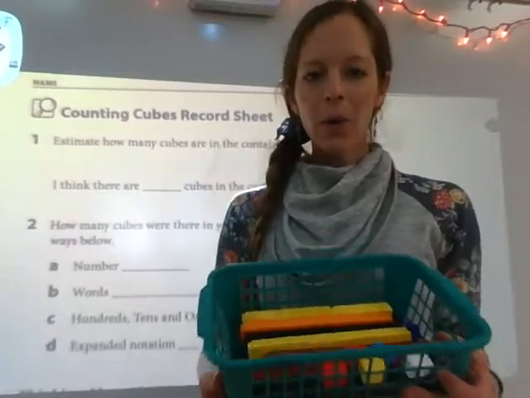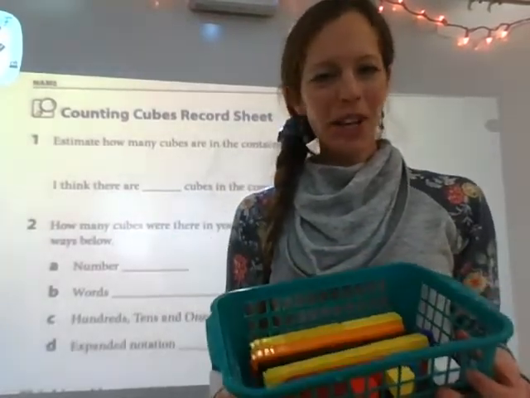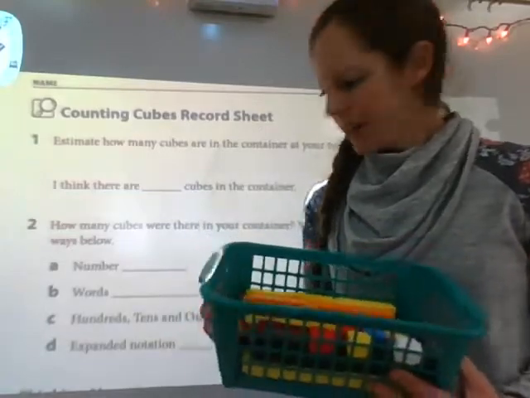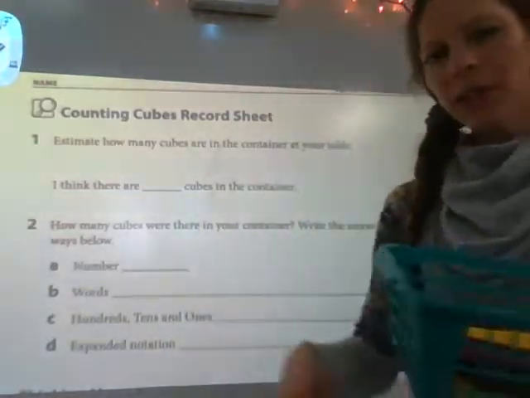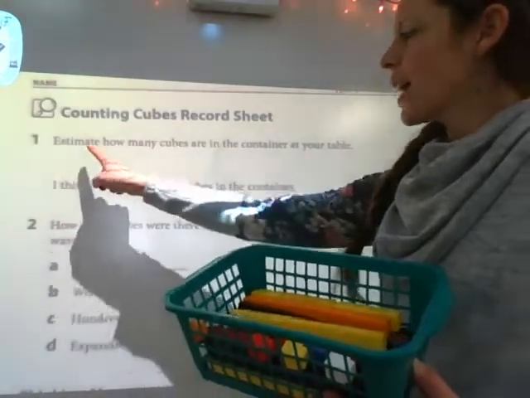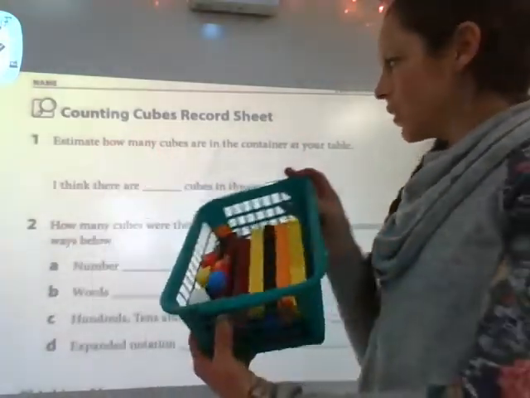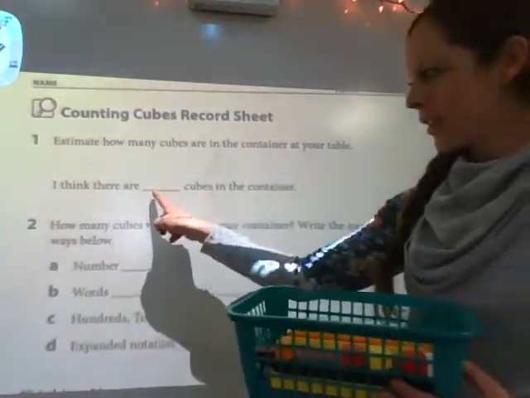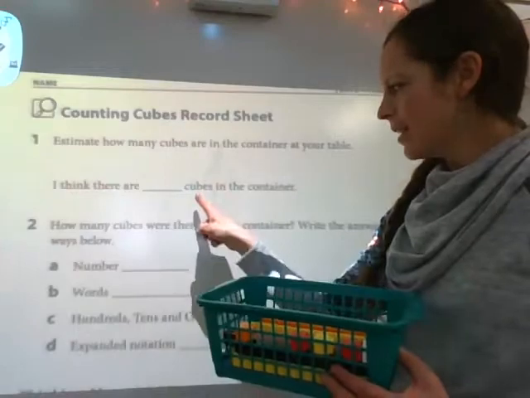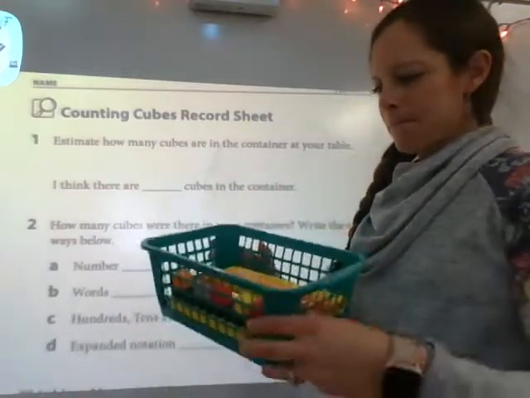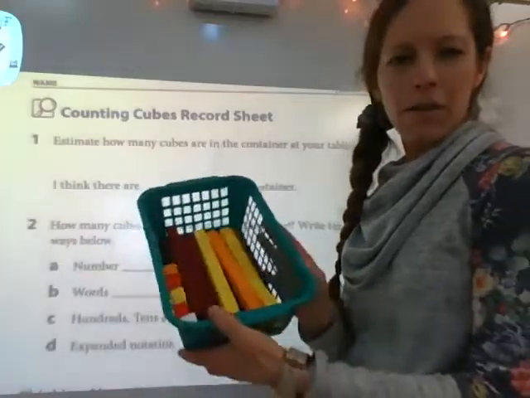Okay, with your team or individually at home, we're going to do this together. In your basket, you're going to take a look and you're going to record on your Counting Cubes record sheet your estimation. Estimate how many cubes are in your container and write your guess right here. I think there are blank cubes in the container. What do you think? I'm going to say 154.